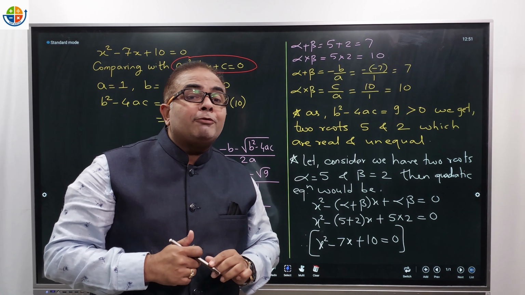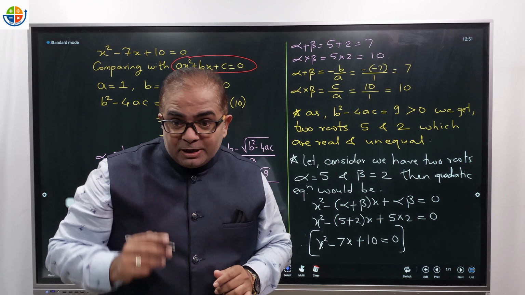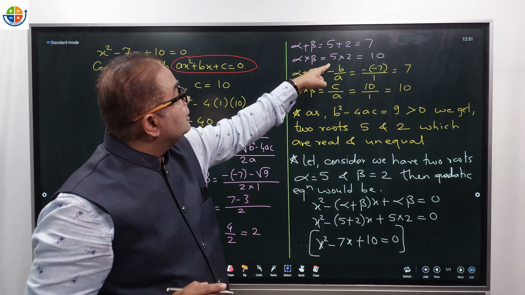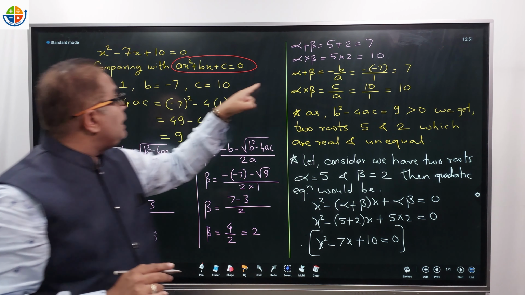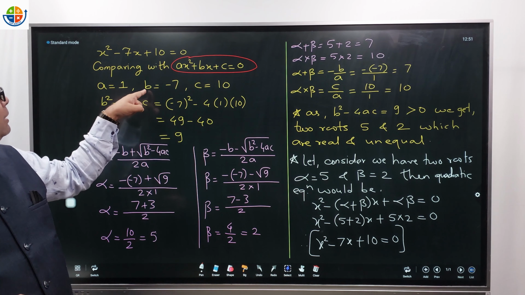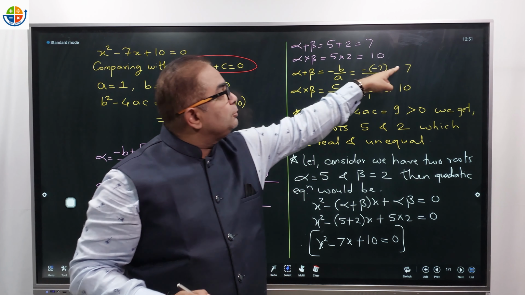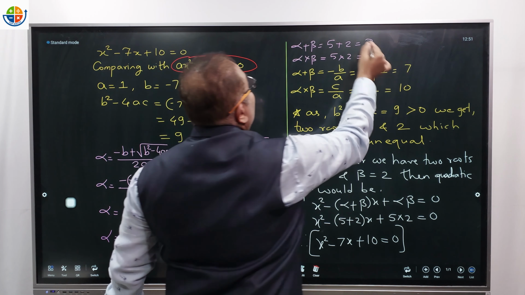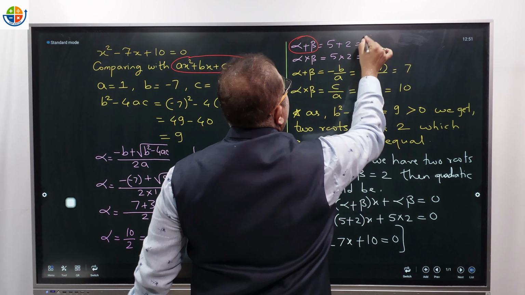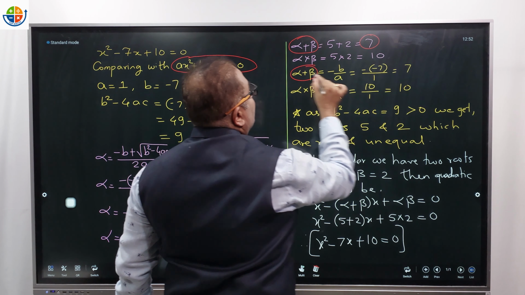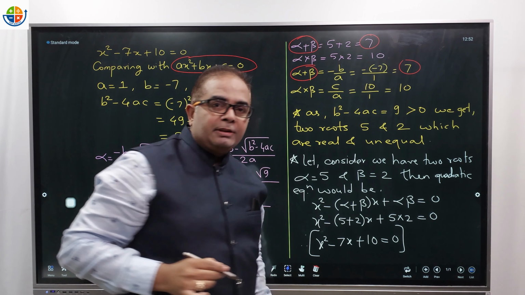Now what is my formula for alpha plus beta? Minus b upon a, right? So minus b upon a, that is minus of minus 7 upon 1 is equal to 7. You can check here. Alpha plus beta is equal to 7. Here alpha plus beta is equal to 7.